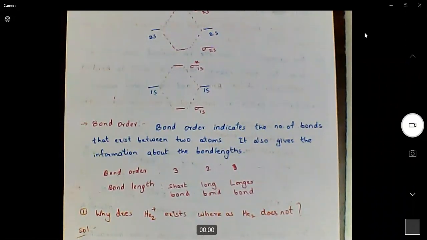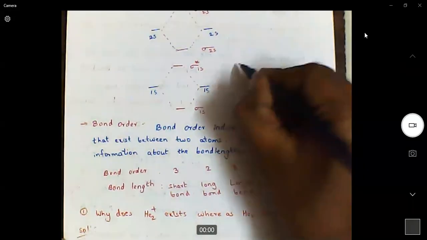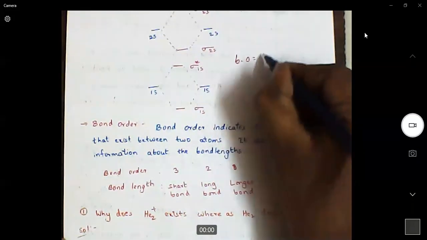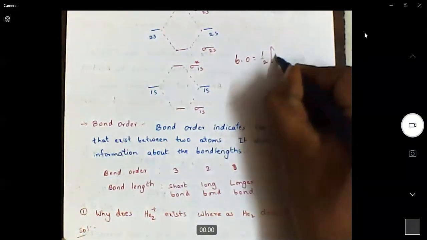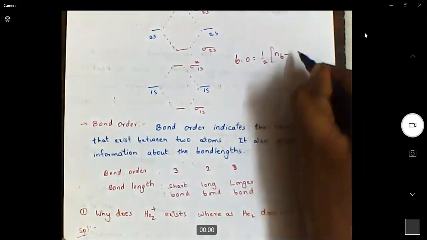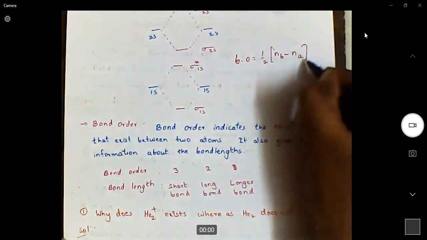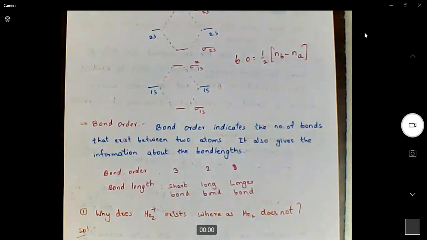What is bond order? As I said, bond order indicates the number of bonds present between two atoms. Now, how do we calculate the bond order? Bond order is equal to half of the number of electrons in bonding orbitals minus the number of electrons in anti-bonding orbitals. So this is the definition for bond order.